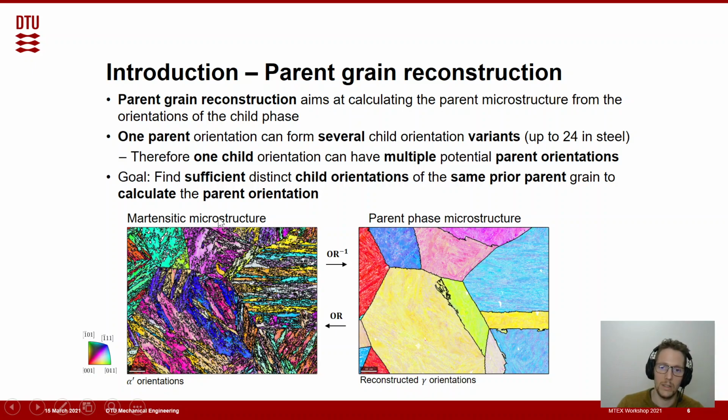So what we need is to find sufficient distinct child orientations of the same prior austenite grain so that we can calculate the parent orientation. If we have a couple of these, we can narrow down the orientation of the potential parent grain to a couple of orientations, or all the way down to one orientation. And in steel, this is still a very difficult task because we have so many variants in both directions because of the high symmetry of a cubic to cubic transformation. In other systems, like titanium, we're a little bit more limited in the amount of variants we can form, and we can see that the reconstruction is a bit more straightforward.